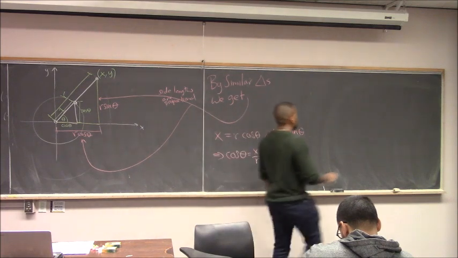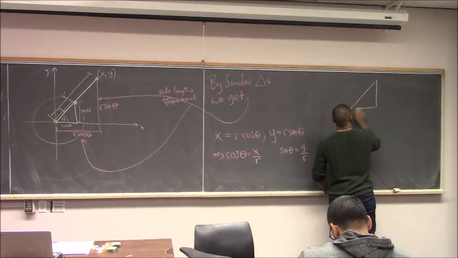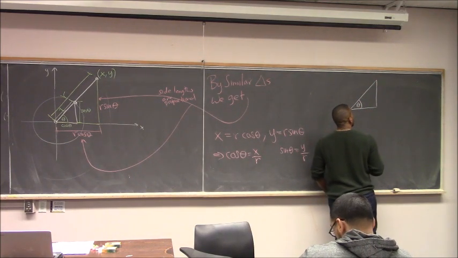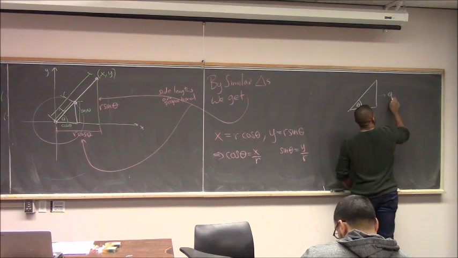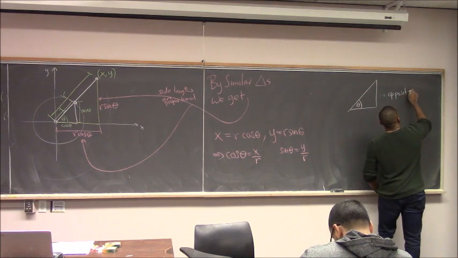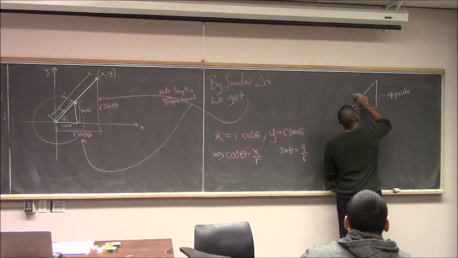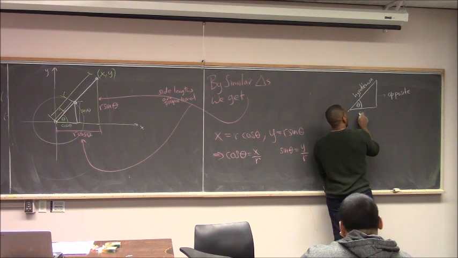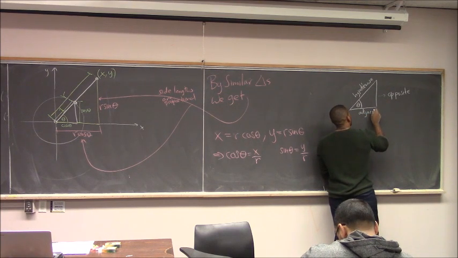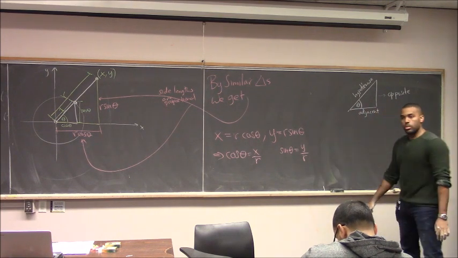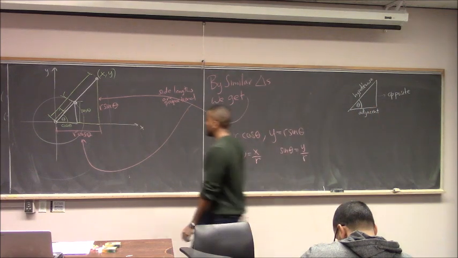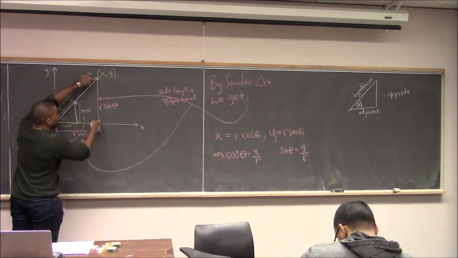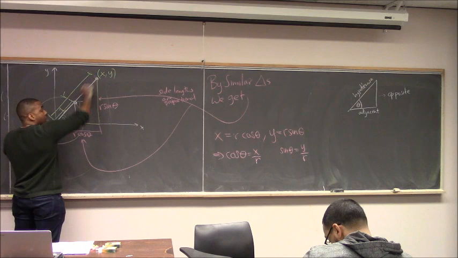Now let's talk about some naming conventions. If you have an angle here, this we call the opposite side. This we call the hypotenuse. This side we call the adjacent side. Right? So this side is y, that side is x, this side is the hypotenuse.